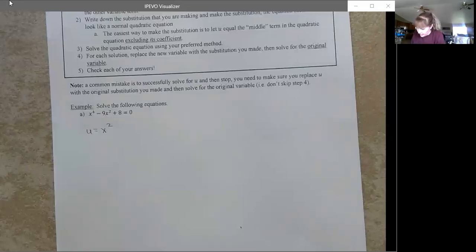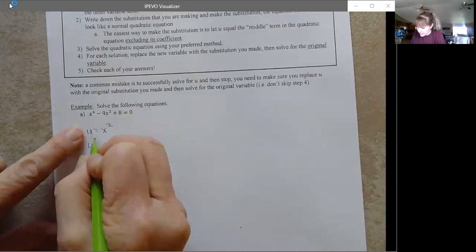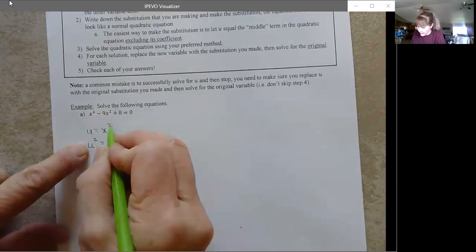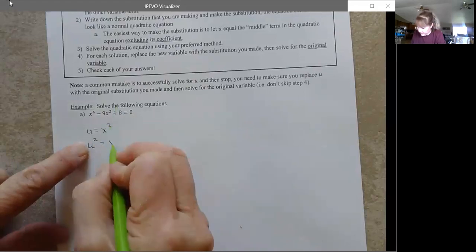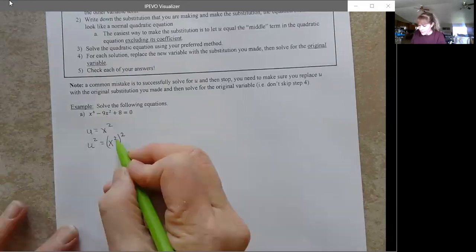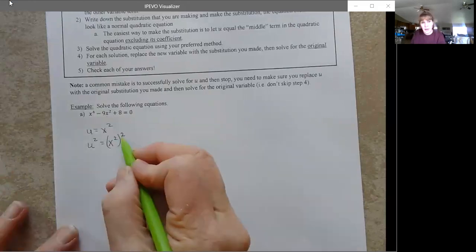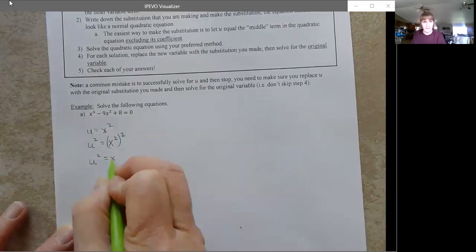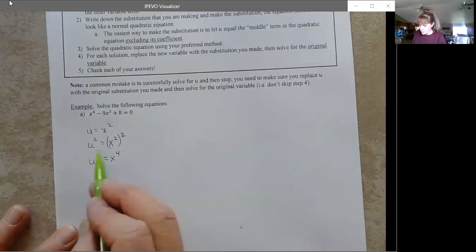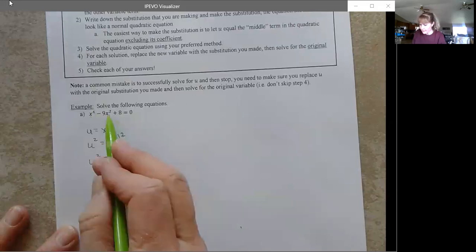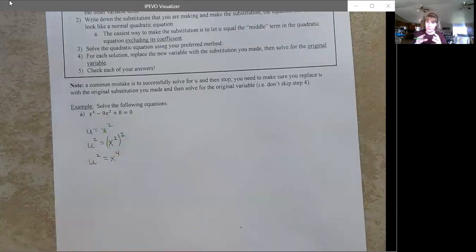If I square this side, I square this side. I squared the left, I have to square the right. When I square this, you remember you multiply a power to a power. And so we end up with U squared equaling x to the 4th. And this right here should always match this right here when you square your U. Notice I didn't do the 9. I'm just doing the variable part.